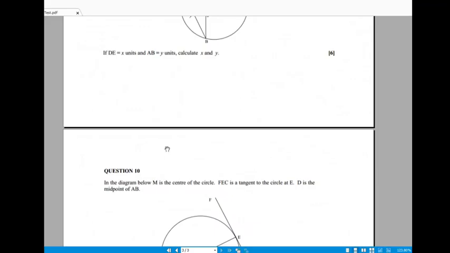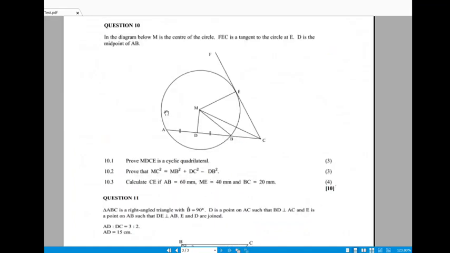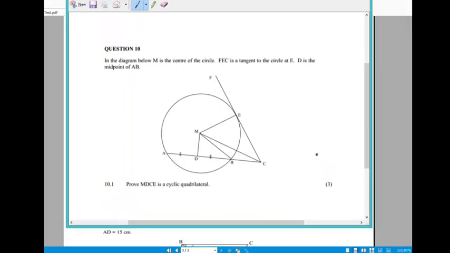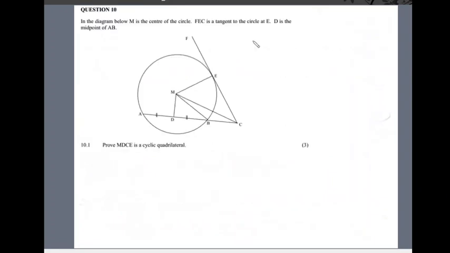So again, question 10 was fairly simple. So 10.1. Okay, we can write 10.1 there.